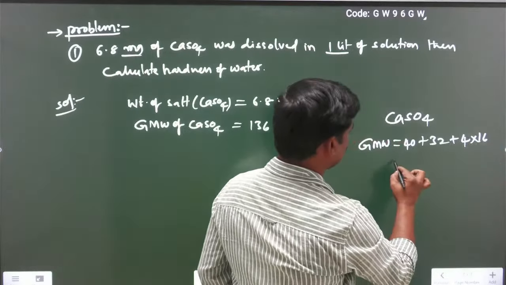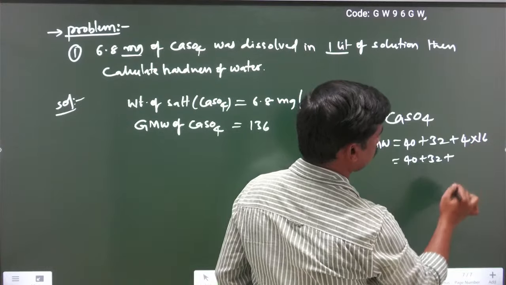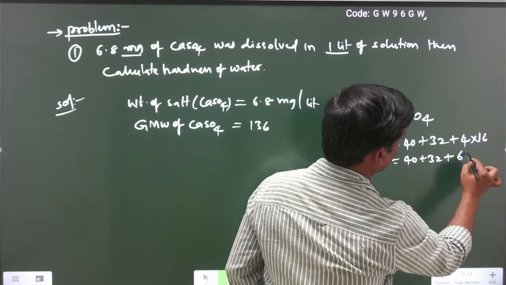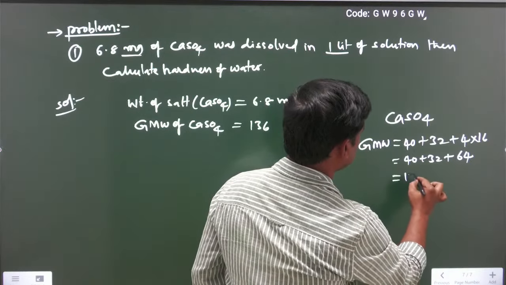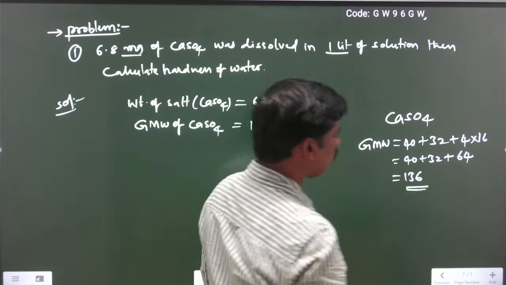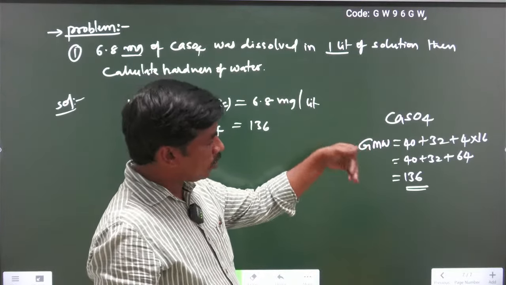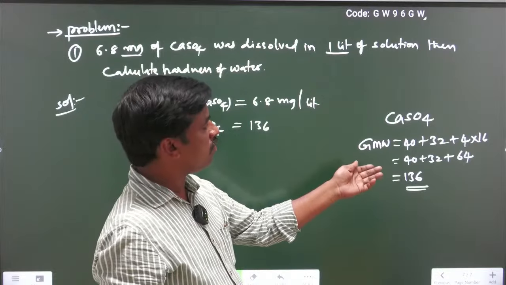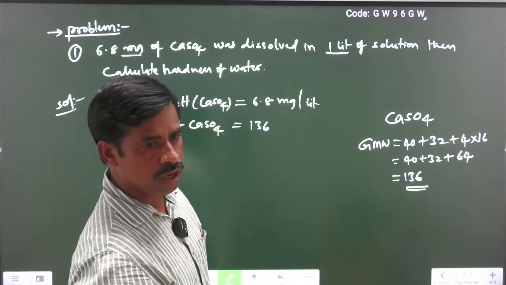Calculate 40 plus 32 plus 64. Totally what comes? 136. You can calculate like this manner. Compulsory you must know the atomic masses of different elements, then only it is possible to calculate gram molecular weights of different chemical compounds.